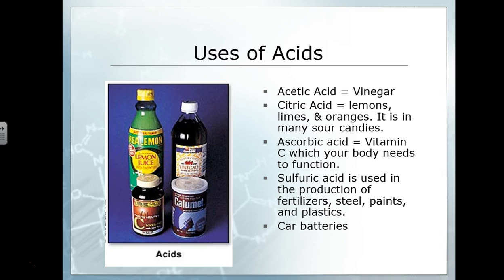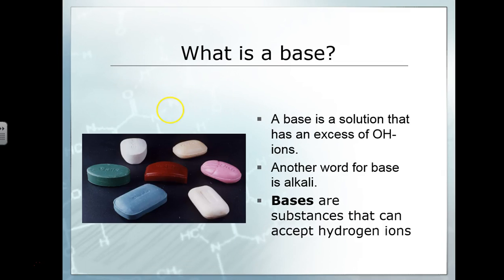So some of the uses, we oftentimes eat a lot of the acids. Acetic acid is vinegar, if you have that on your salads or use that in cooking. Citric acid occurs in a lot of the fruits and vegetables that we eat, like lemons, limes, and oranges. Ascorbic acid is the vitamin C that your body needs to function. Sulfuric acid is one that we're not eating, and it's used in the production of fertilizers and plastics. It's also very corrosive to your skin or toxic to you. And in car batteries, there's a lot of acids.